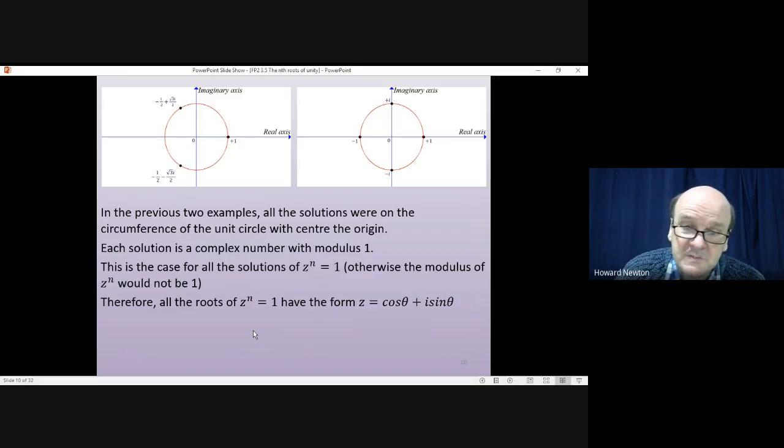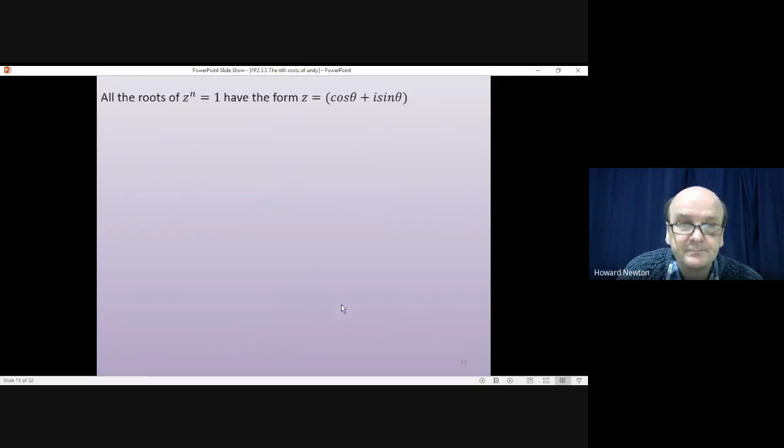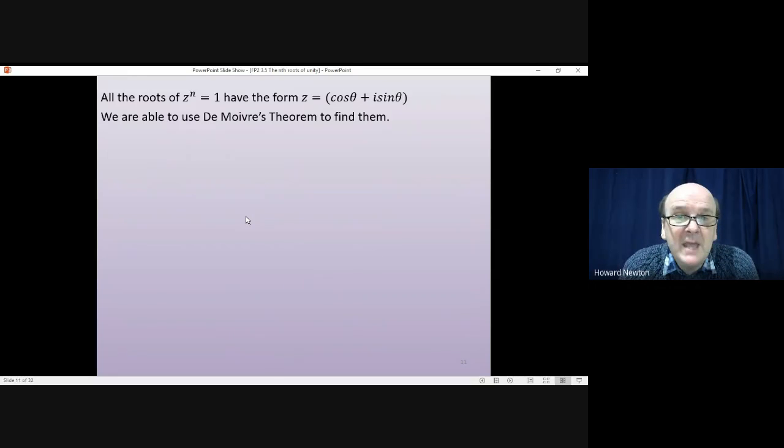Therefore, all the roots of z to the n equal 1 will have the form z equals cos theta plus i sine theta, because r will equal 1. So z will simplify to that. That's what we just said. And we're able to use de Moivre's theorem to find out what all the roots are. And with higher powers of n, it's a lot easier to use de Moivre's theorem than the method that we were using in the first two examples.